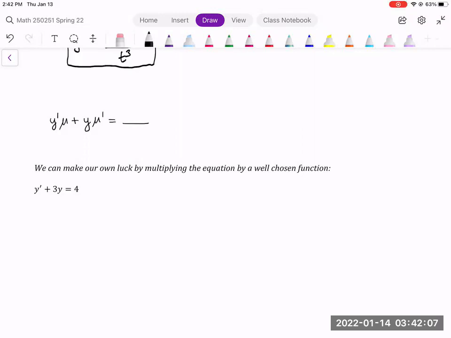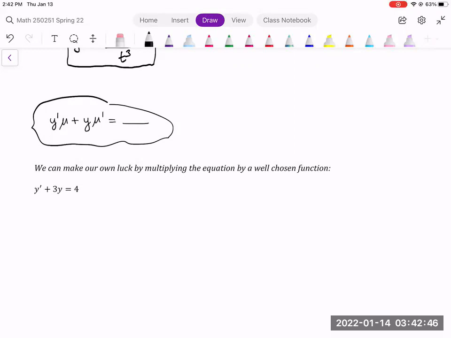Leibniz, one of the inventors of calculus, had the really good idea that we could be very careful about choosing a function. We could specifically pick out a function that we could multiply both sides of this equation by, so that it has this nice desirable form where the left-hand side looks like the derivative of y times mu. Okay, so why don't we take a moment and look at what we could multiply through by.